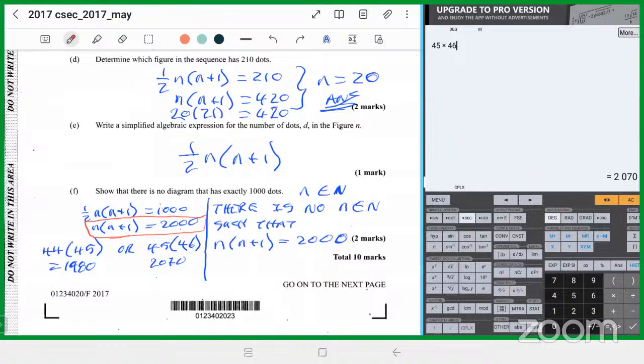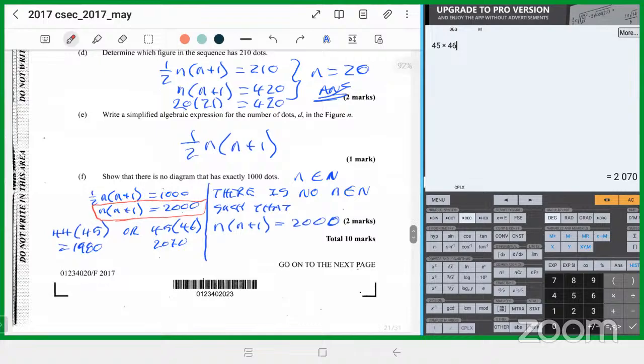Another way you could do it is to work out what the n would be for just before 1000 and just after 1000 dots. And show that there's no whole number n that's going to give you that number of dots, 1000 dots. All right, well, that's how I would present it. All right, let's go. Next question.